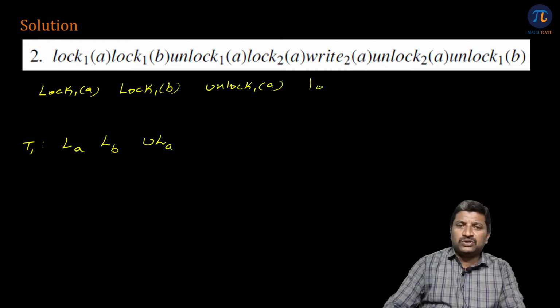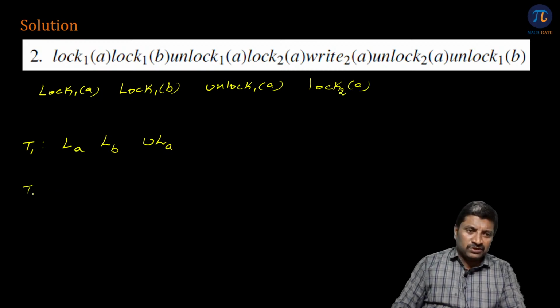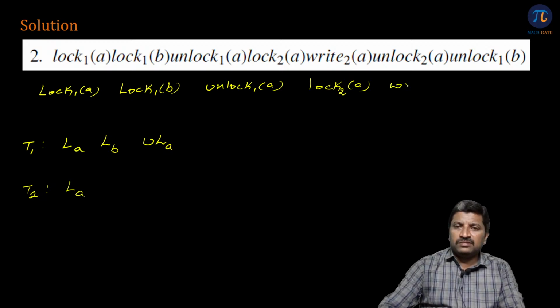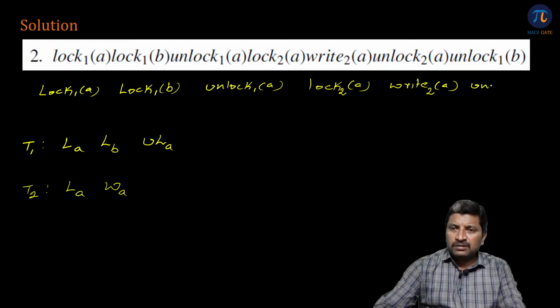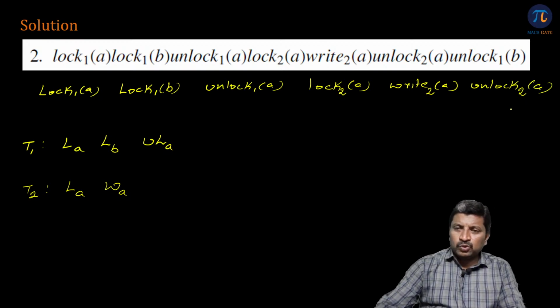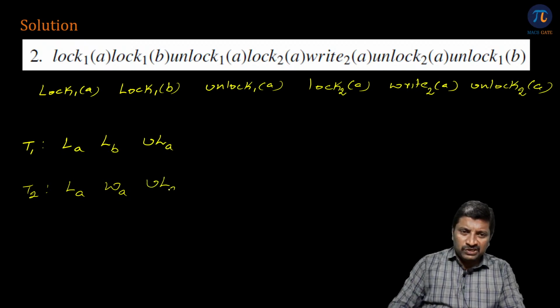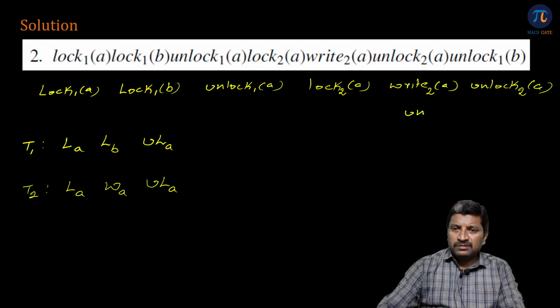Then lock 2 of A. So now I got transaction 2. Let us start T2. He needs lock on A. Then write 2 of A. So 2 is writing A. Fine. Then unlock 2 of A. So 2 is releasing A. Then unlock 1 of B. 1 releasing B.